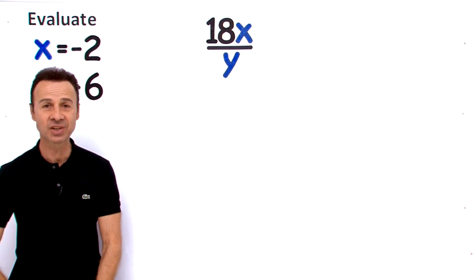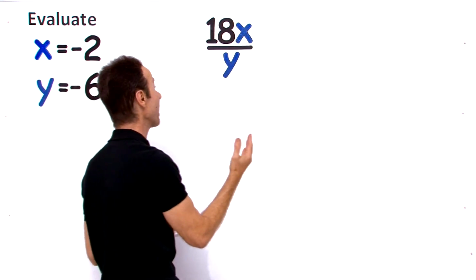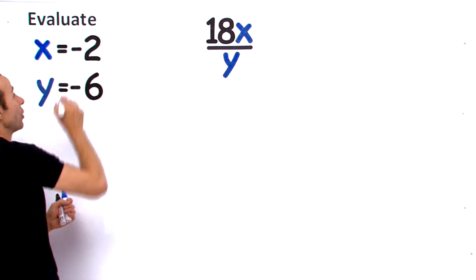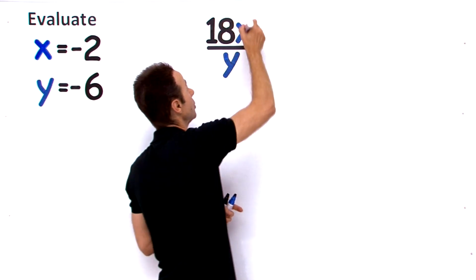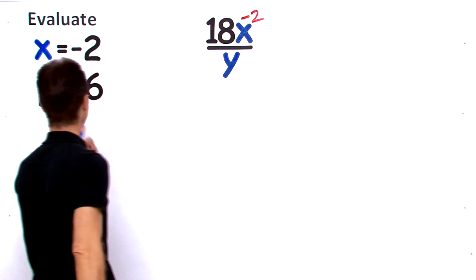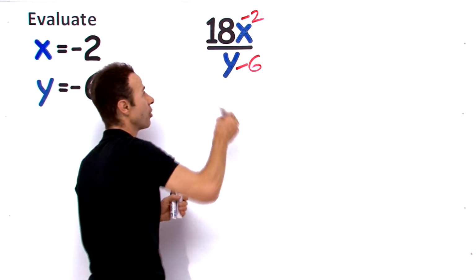Now, one of the first things I like to do is to substitute directly the x and the y by writing the amounts right next to the x and y. So we have an x value of -2, so I'm going to put -2 on top right there. That's going to replace the x. And the y is -6. I'm going to replace that with a -6. So let's rewrite this equation.